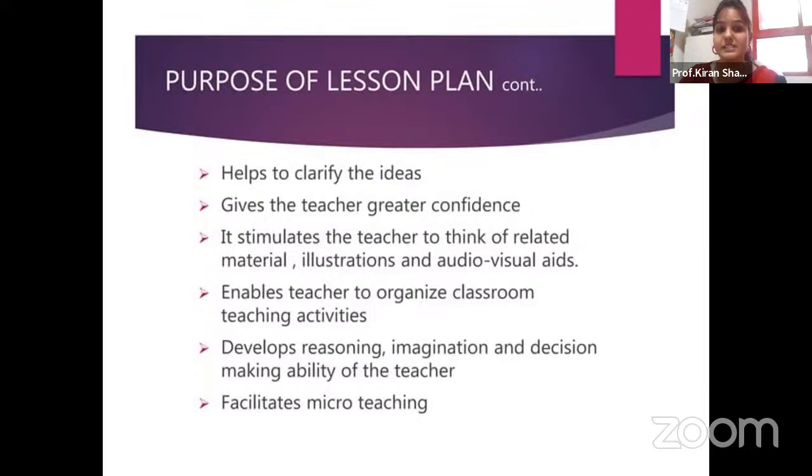It also enables teachers to organize classroom teaching activities and develop reasoning, imagination, and decision-making ability. It facilitates micro-teaching. So what is micro-teaching? It is a teacher training technique for learning teaching skills, right? And it helps to get deeper knowledge regarding the art of teaching.